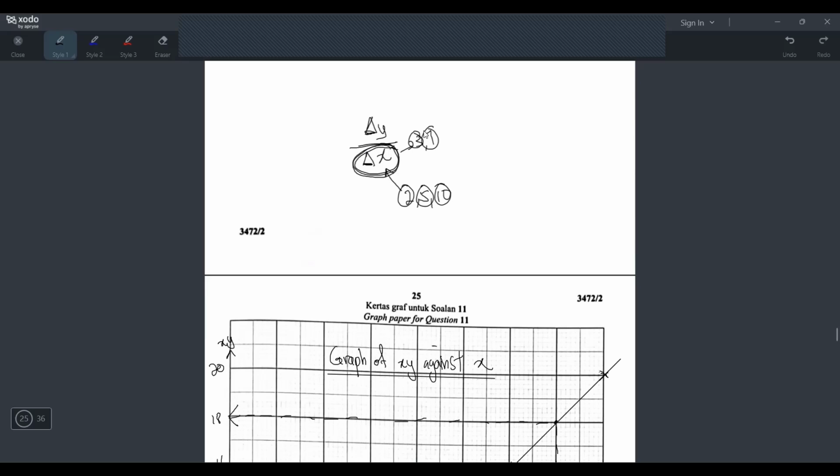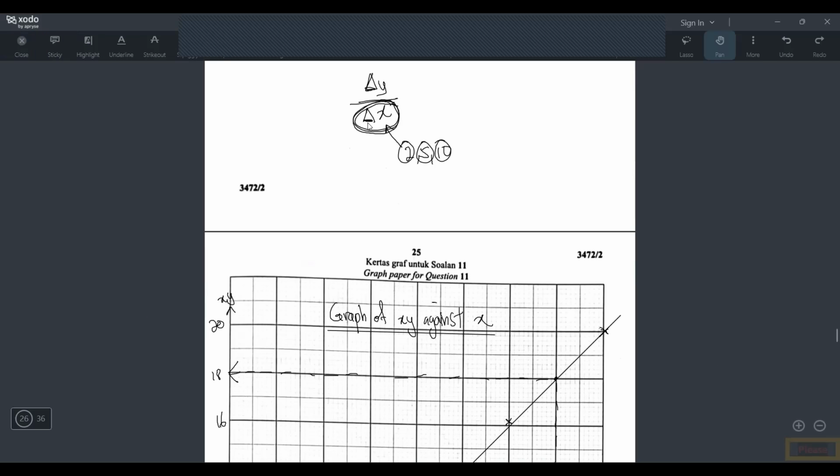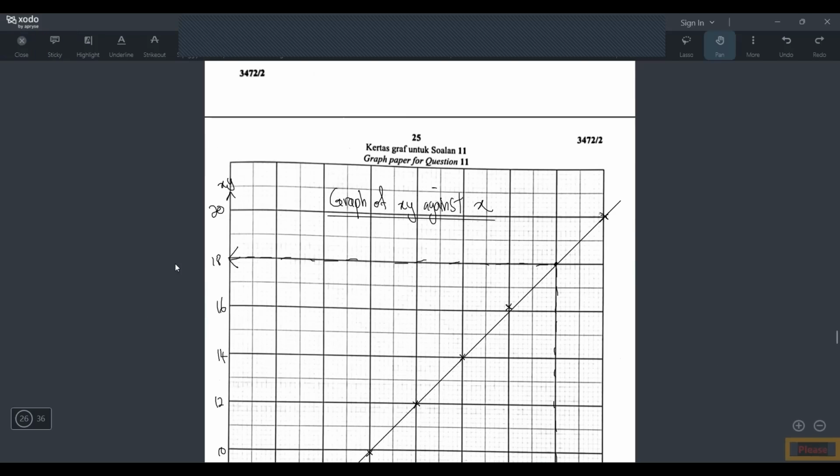Imagine dividing by 3 and 7. Surely you will get an answer with many decimal places, and then you have to round off, right? So we can avoid that by choosing a number that is easy to divide. For example, 2, 5, 10, right? So you want your difference in x to be 2, 5, or 10, right?